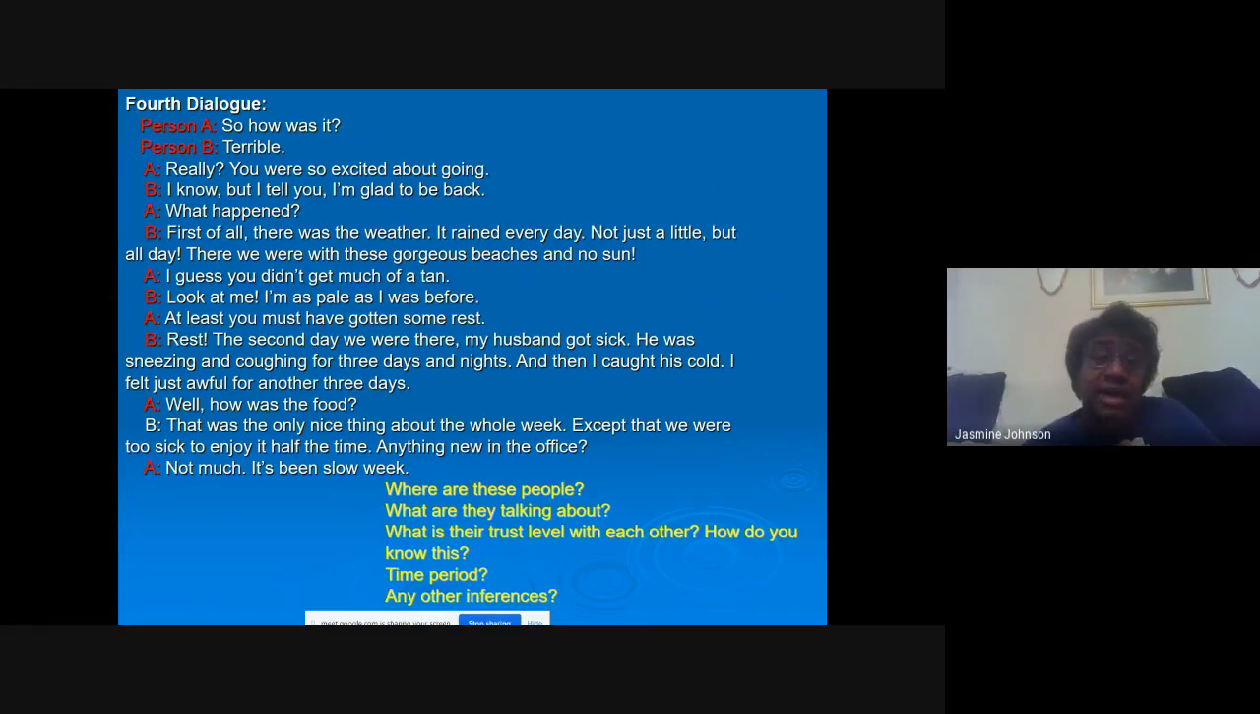And now if you're like me, you're already picturing things as you're reading. So I can picture person B. I can picture what they're saying. I can see these beautiful beaches and it being cloudy.